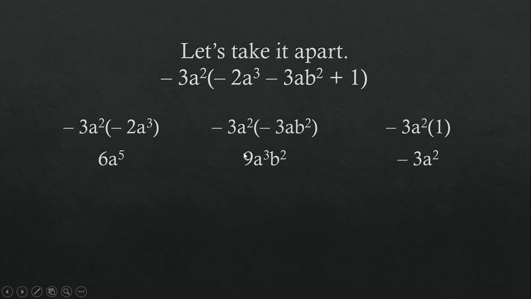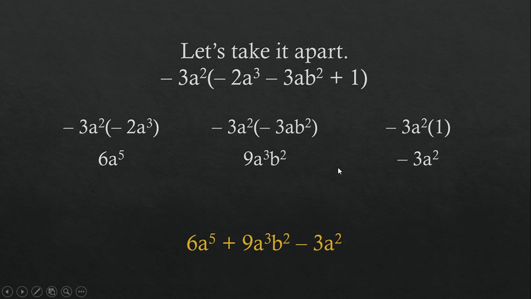Okay, over here, same thing. The negatives cancel out. 3 times 3 gives us 9. The a squared and the a to the first, imaginary 1 here, gives us a cubed. And there's no b term here, but there is here, so we have to carry this b down, b squared. And then over here, nothing happens because we're multiplying times 1, so this term stays the same.